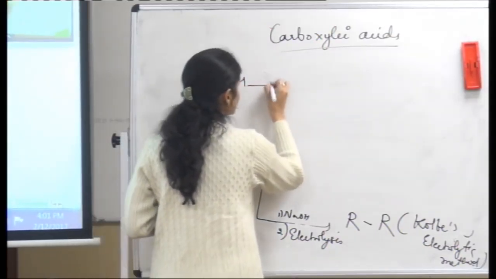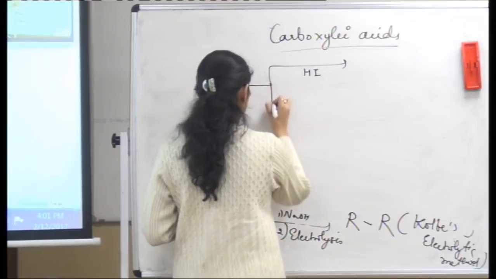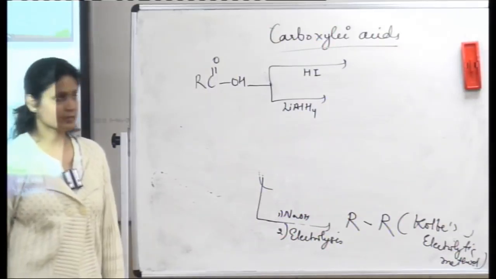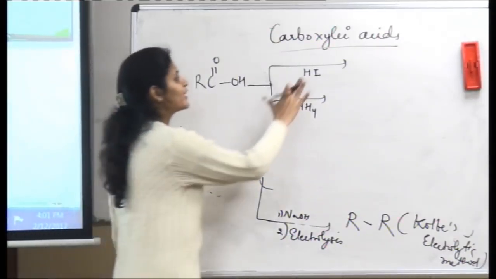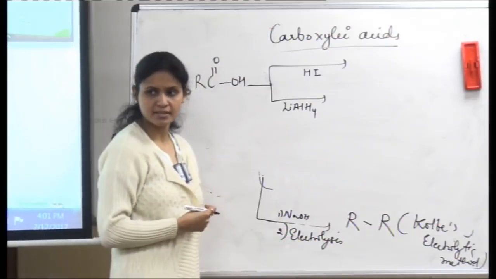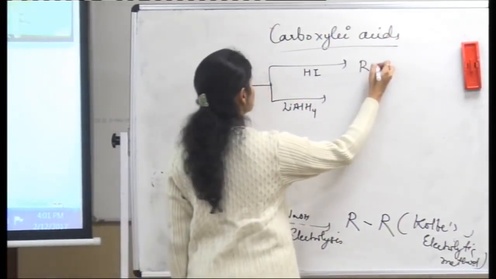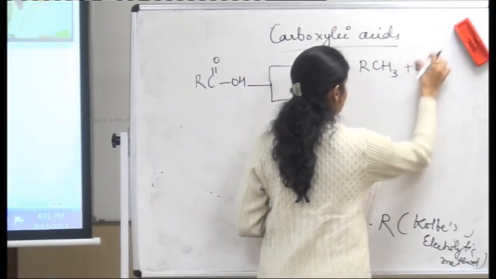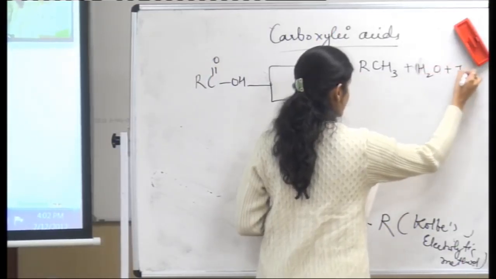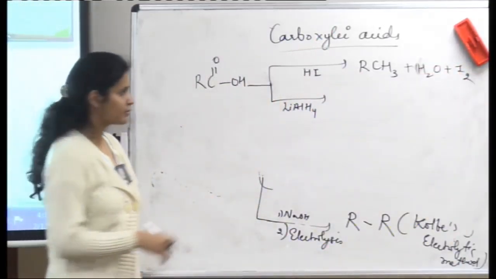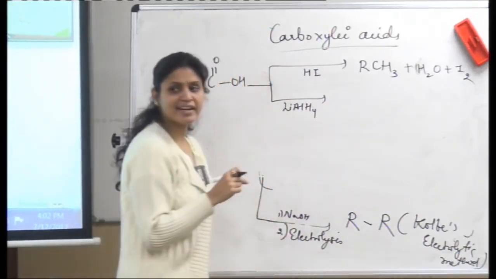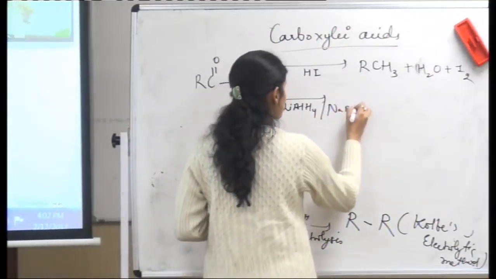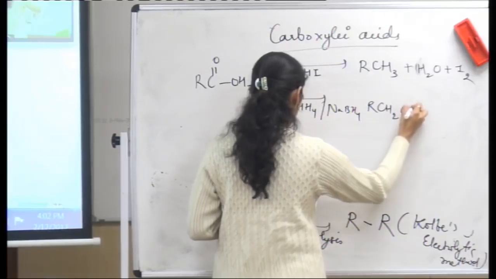RCOOH. What should be the reaction with HI? Hydrogen iodide. Hydrogen iodide again is used for reduction purposes, right? So it should be RCH3 plus H2O and I2. You can balance this reaction. Again, lithium aluminium hydride and sodium borohydride are also used for reduction purposes. Yes, it would be RCH2OH.